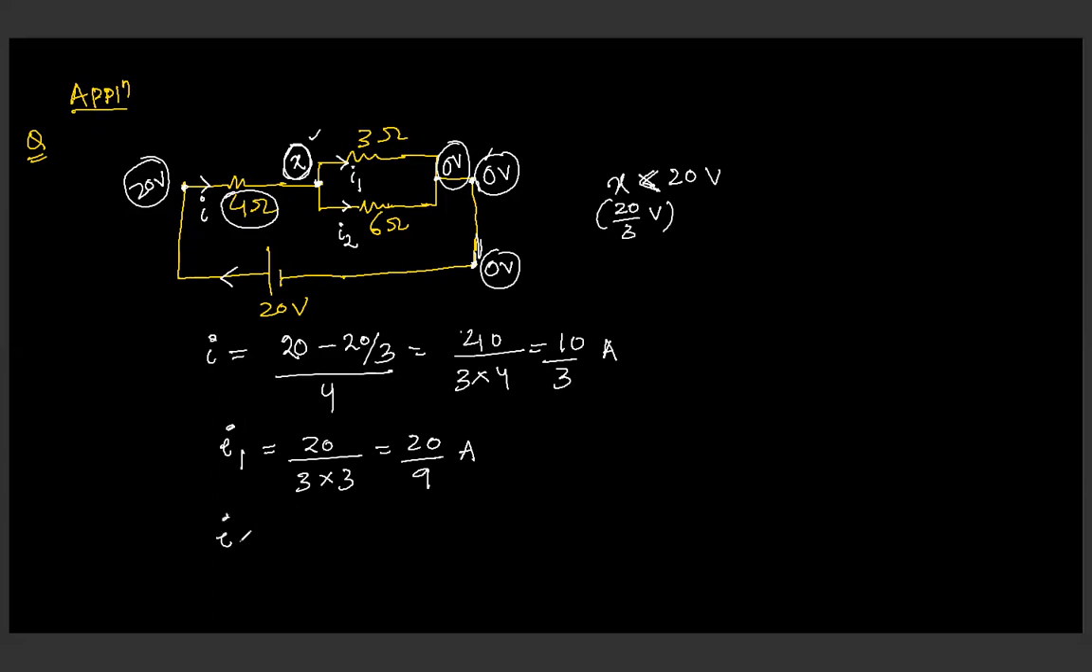If you want to calculate I2, I2 is nothing but I minus I1, or you can do (x minus 0) by 6. That is 10 by 3 minus 20 by 9. Let's take 9 as the LCM of 3 and 9. So 30 minus 20 comes out to be 10 by 9 ampere. Okay.